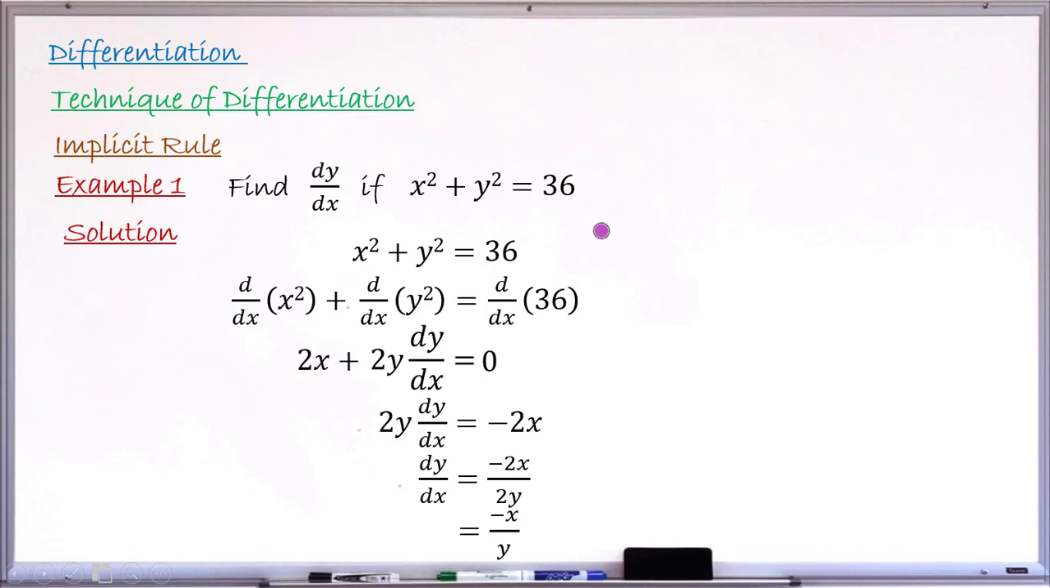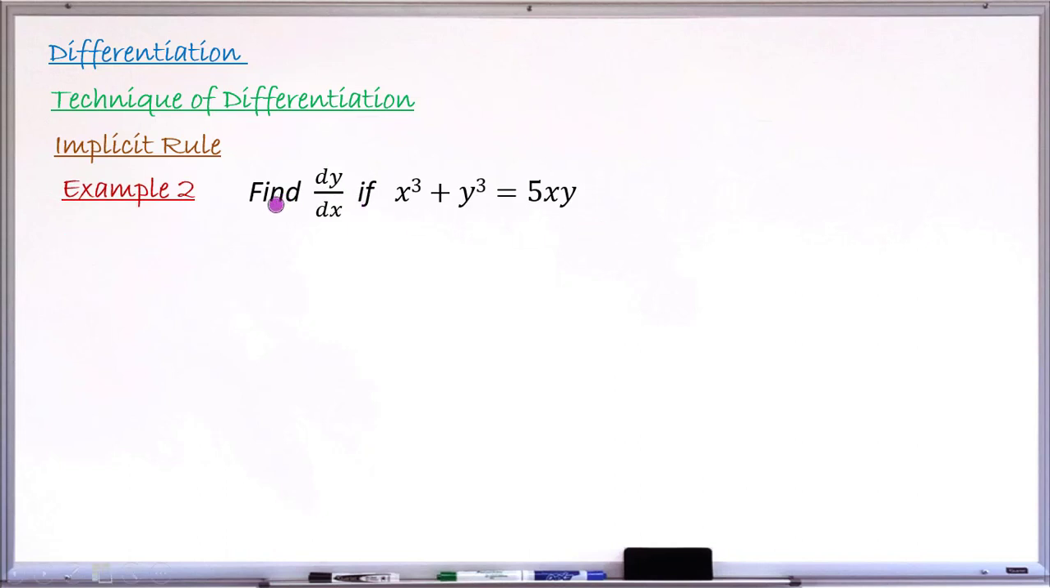This implicit rule. Example number 2, it says you have to find dy by dx if you have the function x cubed plus y cubed equals 5xy. Solution to this very problem, copying out the given function, that is x cubed plus y cubed equals 5xy. Looking at this function also, as y is not made the subject of the formula completely, I will know that it is this implicit rule that I'm going to apply. So step number 1 says you find the derivative of both sides of the equation. Let me start with that.